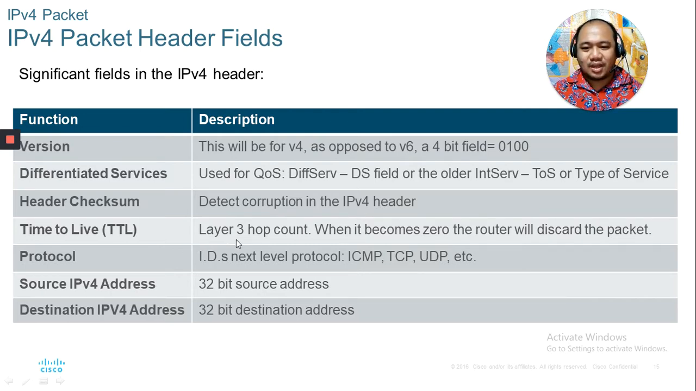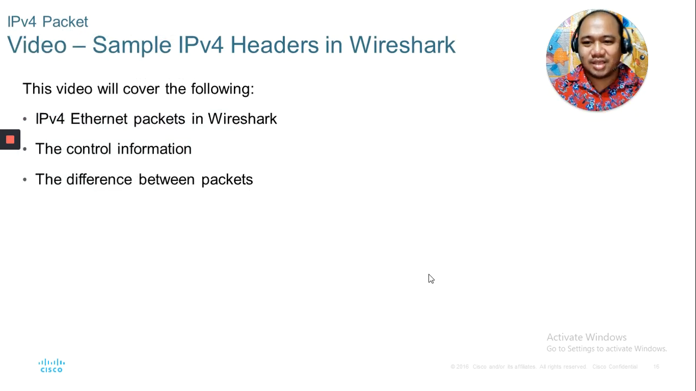Time to live is a layer 3 hop count. When it becomes 0, the router will discard the packet. The packet also has a life, and once this TTL becomes 0 it is discarded. Protocol, or next level protocol, is either ICMP, TCP, or UDP, which is under the transport layer. The source IP and destination IP are 32-bit addresses, or 4 octets in binary, separated with dots. You can check this example.